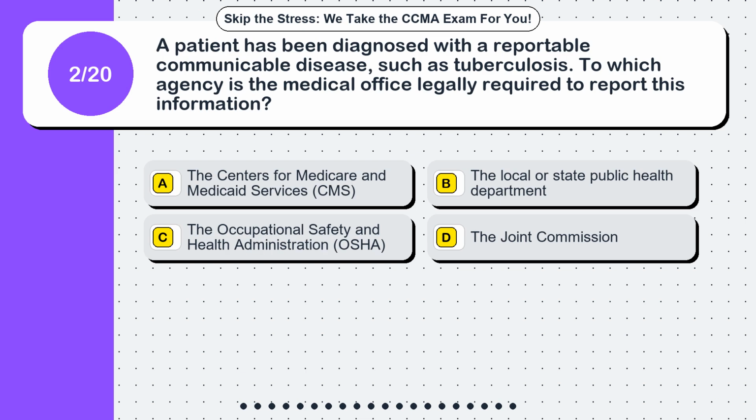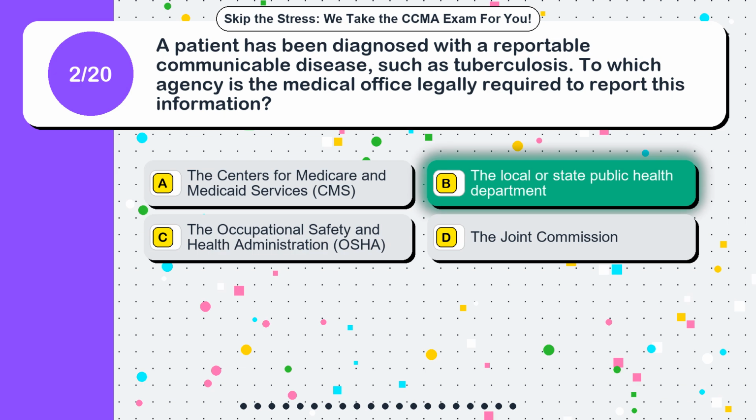Question 2. A patient has been diagnosed with a reportable communicable disease, such as tuberculosis. To which agency is the medical office legally required to report this information? Option A, the Centers for Medicare and Medicaid Services, CMS. Option B, the local or state public health department. Option C, the Occupational Safety and Health Administration, OSHA. Option D, the Joint Commission. The correct answer is option B, the local or state public health department.